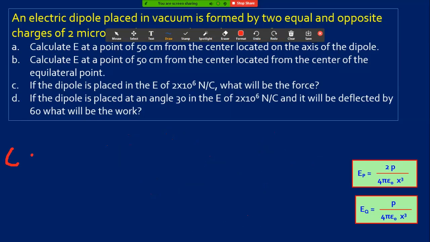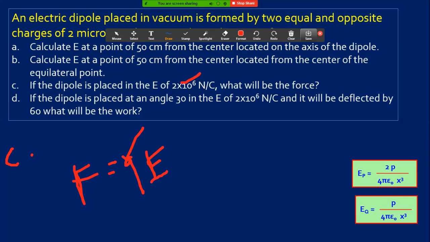Number C. If the dipole is placed in an electric field of 2 × 10^6 Newton per Coulomb, what will be the force? Boys, force F is equal to QE. Here the value of E is given and Q is also given here. So it is very easy to find out the force.